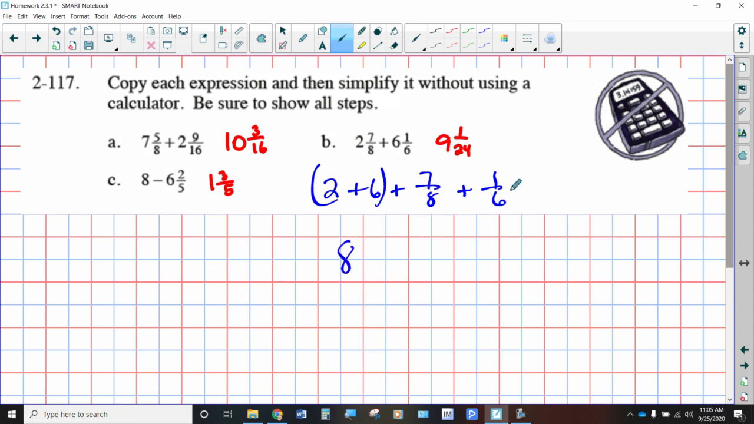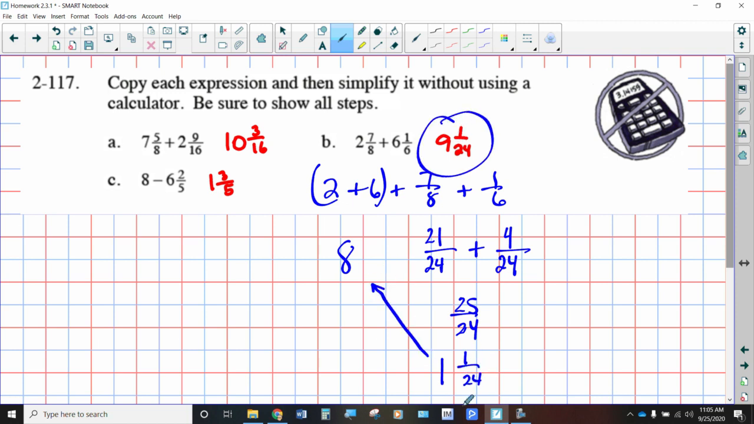You could use the coat of arms if you want to, or I see that they both have 24 in common, so that's what I'm going to use for my common denominator. And that was times 3, so we'll multiply that times 3, and that's a 21. This was times 4, so I'll multiply the 1 times 4 to give you 4 over 24. And now you've got 25 over 24, which is the same as 1 and 1/24. Add that to the 8, and you get 9 and 1/24.